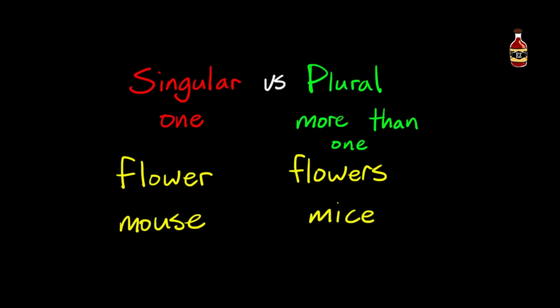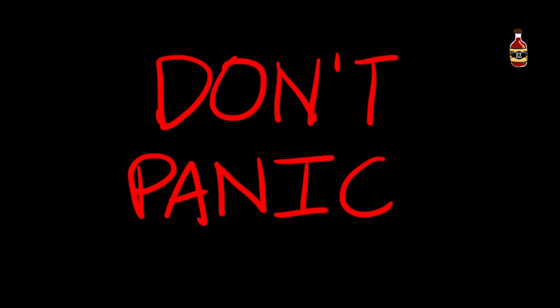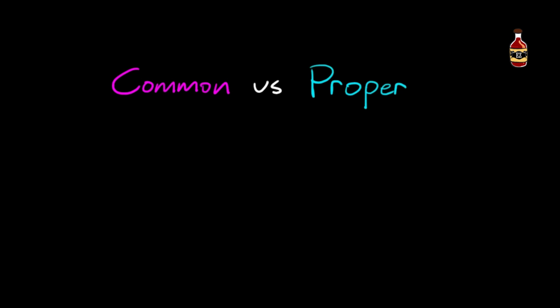We won't have any more examples about irregular plural nouns, but just know of their existence, that there are irregular plural nouns, that it's not as simple as adding es or s at the end of the word. Now don't panic, just know of their existence. All right, moving right along to common versus proper nouns.